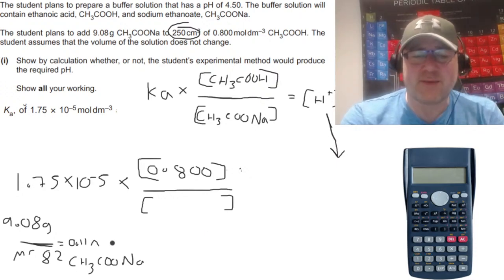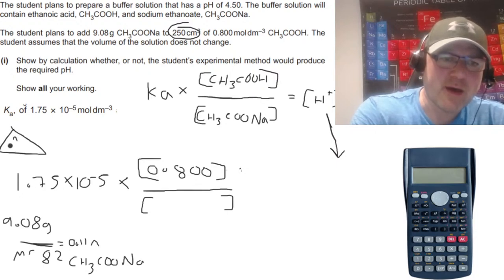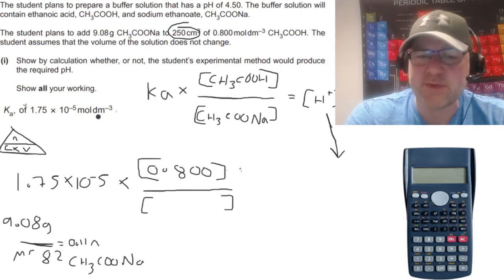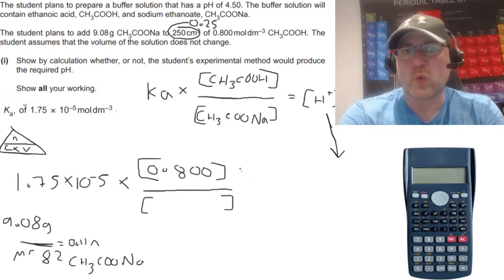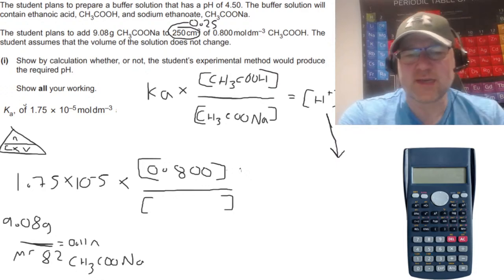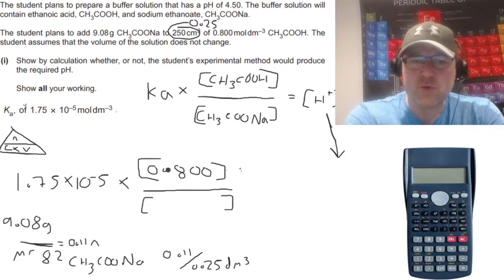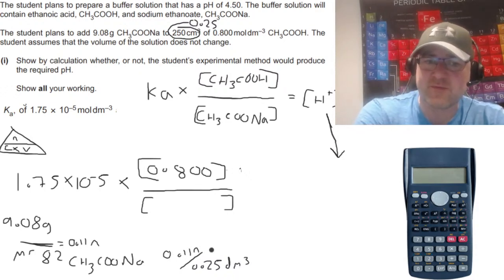But if I divide that by 0.25, remember for this kind of calculation we need n over c times v, which is moles over concentration times volume. So if I do the moles, 0.11, divided by the volume. Now the volume is 250 centimetres cubed, but I need to convert that to decimetres cubed. If I divide by 1,000, I'm going to get 0.25, a quarter of a decimetre cubed. So I'm going to divide these moles by 0.25. You might say to me, sir, why am I not dividing the 0.8 by it? Well, they've already given me that in moles per decimetre cubed. So I'm converting this 0.11 moles into moles per decimetre cubed, so I'm dividing the moles by 0.25.